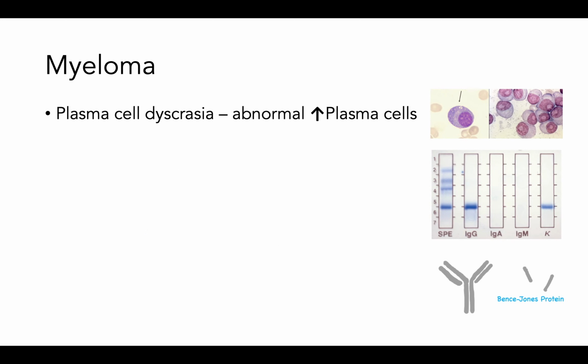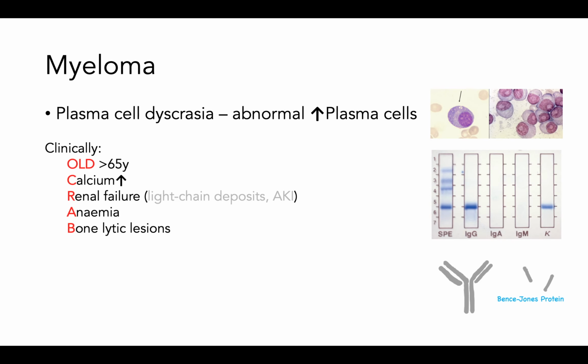Clinically, you can remember the features of myeloma using this mnemonic, OLD CRAB, which I find really, really useful. So old refers to over 65 years. The mean age at presentation of a patient with myeloma is 70 years. C is for high calcium, hypercalcaemia. R is for renal failure because of these protein deposits, especially the light chains causing AKI. A is for anemia, which is a feature of all blood cancers. And B is for bone lytic lesions.